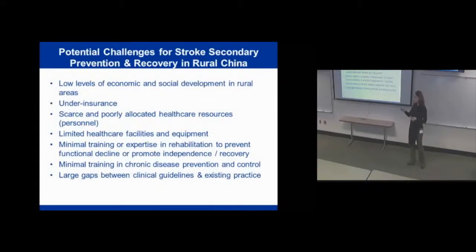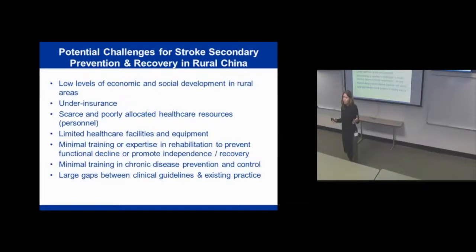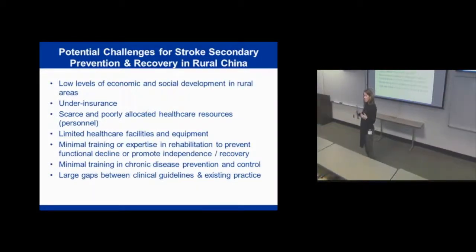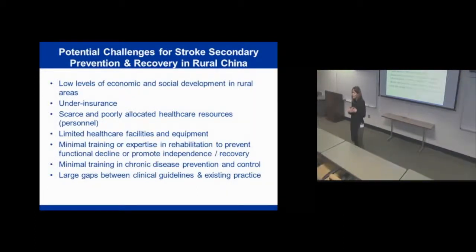So these are some of the points that you had captured already in your introduction. Thank you for doing that. Issues of underinsurance, limited healthcare facilities, lack of equipment, minimal training and expertise, particularly related to rehabilitation. So when we talk about disability, do we have healthcare professionals that can actually address impairment, so people's limitations in their ability to speak, their ability to swallow, take care of themselves, self-care activities, how you get dressed in the morning, can you walk? If you can't walk, do you even have assistive devices available to you? Are you now limited to your home?